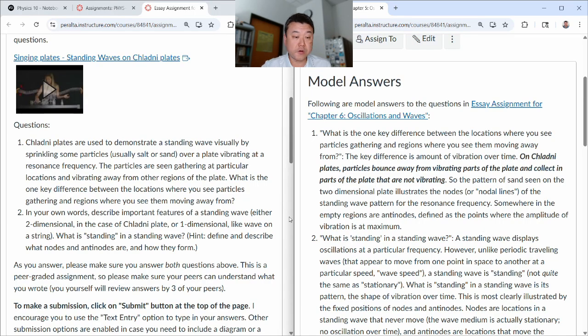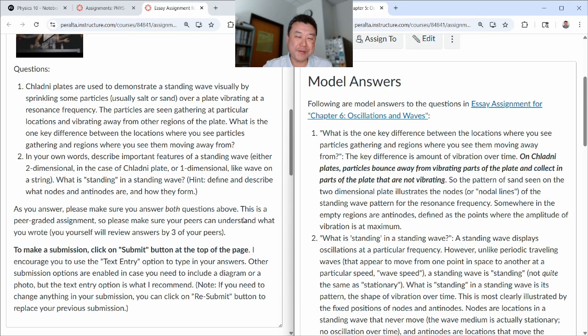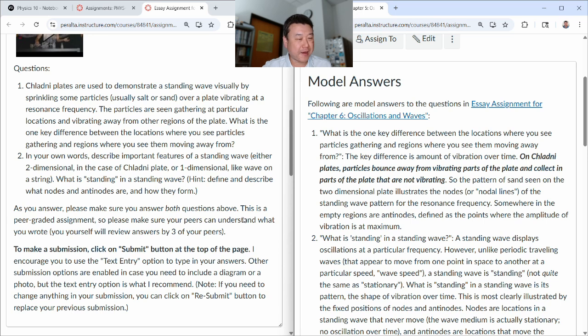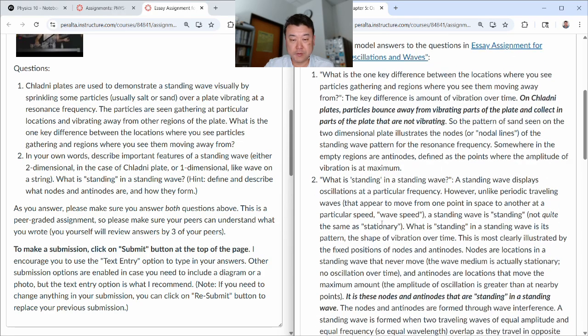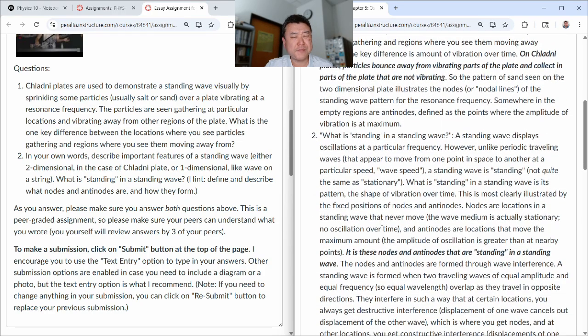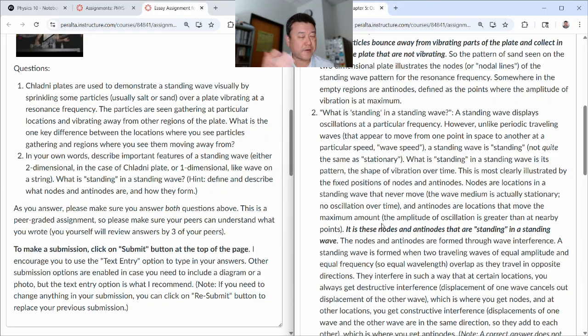Question 2. In your own words, describe important features of a standing wave, either two-dimensional in the case of a Chladni plate or one-dimensional like a wave on a string. What is standing in a standing wave? Hint, define and describe what nodes and antinodes are and how they form. So here's my model answer. Again, your own answer might be a little different. It's fine, it's open-ended.